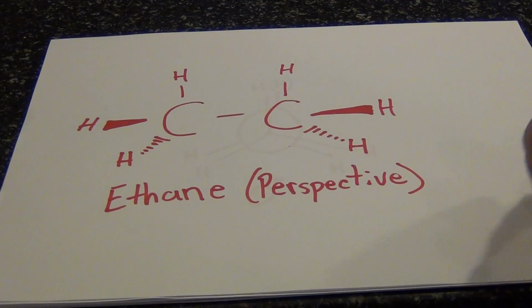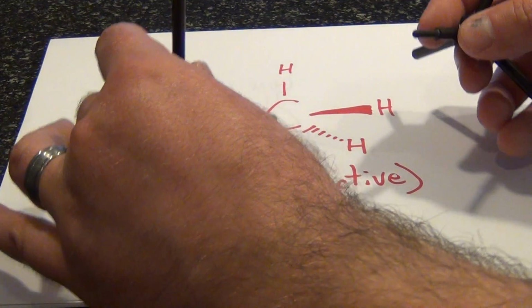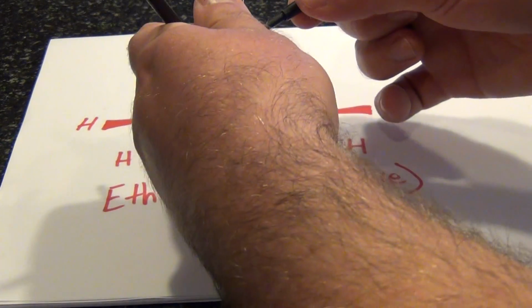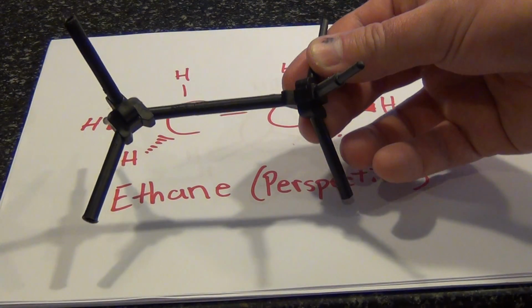Another way to illustrate 3 dimensions is by using Newman projections. This is a view directly down a carbon-carbon bond. Looking back at our model, let's connect another piece to methane to form ethane. Our model of ethane should look like this.